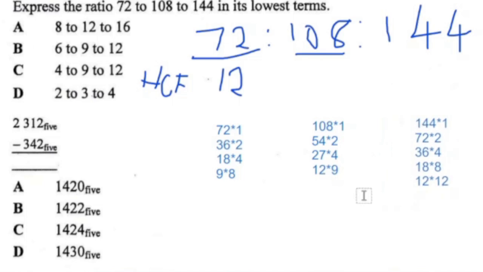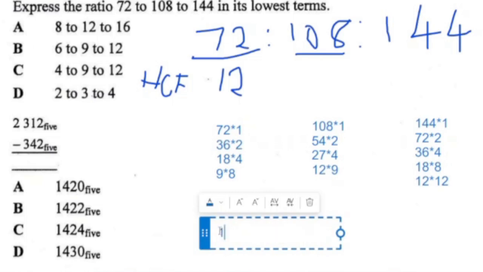Just like I did earlier, I'm going to look for a number that is found in all these. So we have 1, which is found in all the three. Then 2 as well is found in all the three, so we're going to write 2 there. Then we check for 3, we can't see 3 there, but we can see 4 is also found in all.